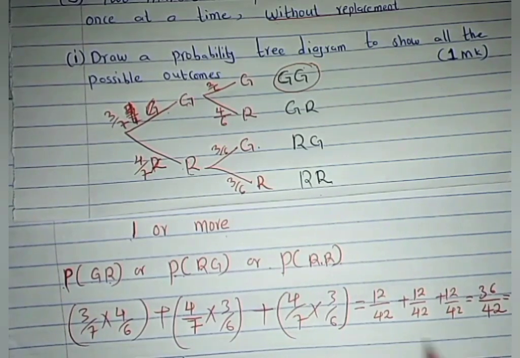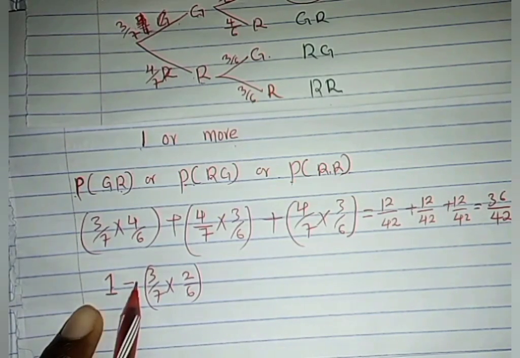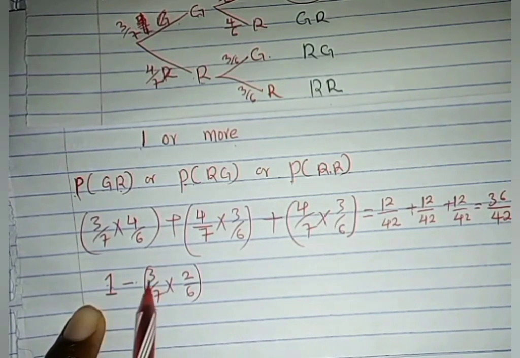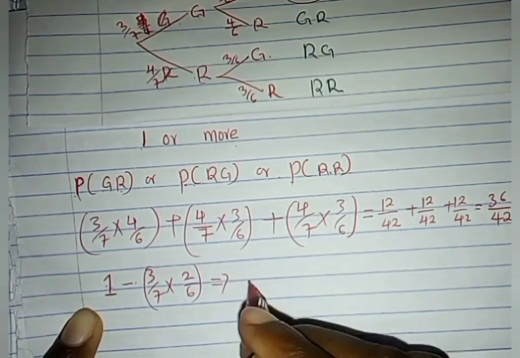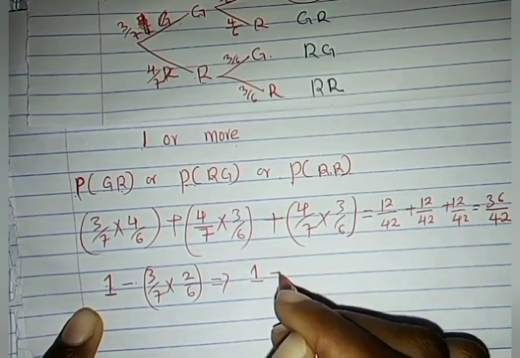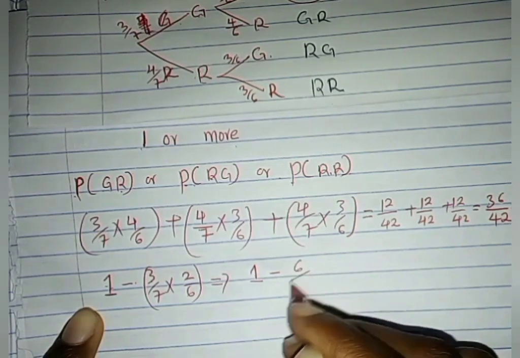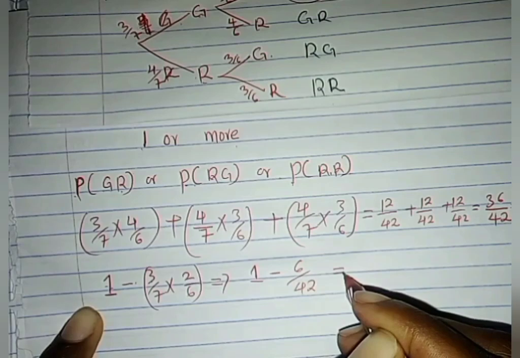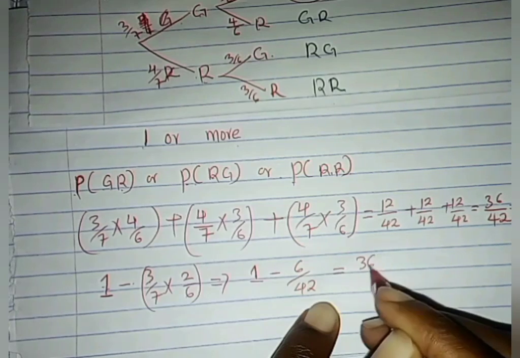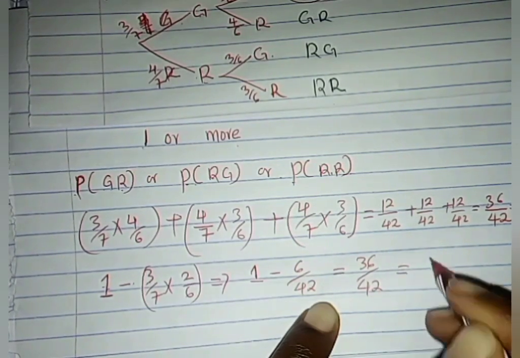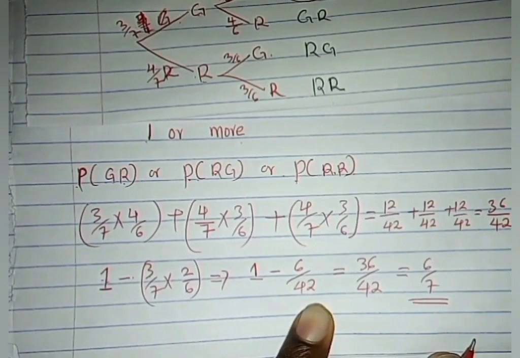This is the answer, by the way, but we can also do it the other way. You take the total probability minus the probability of picking two greens. So here it will be 1 minus 6 out of 42. Here we will remain with 36 out of 42. When you simplify, you get 6 out of 7. So this is the answer, and both methods are correct.